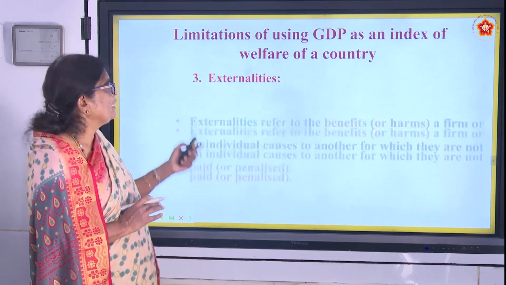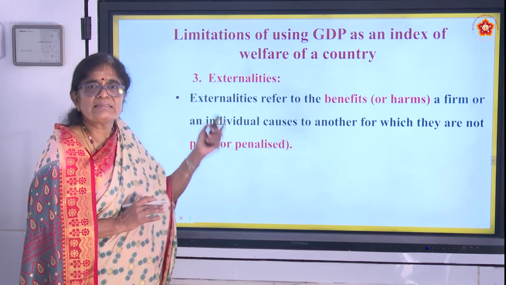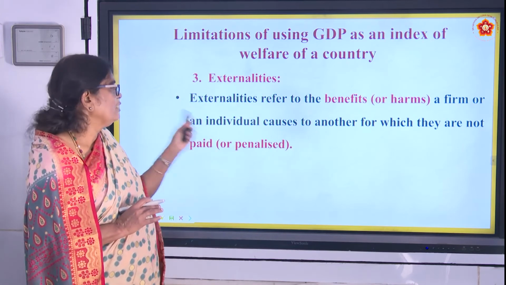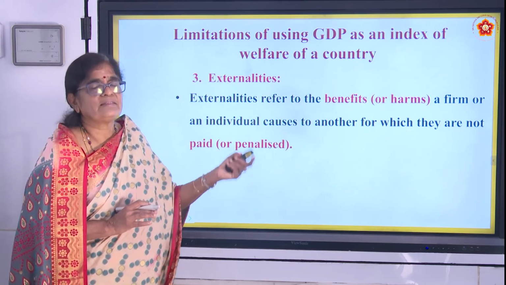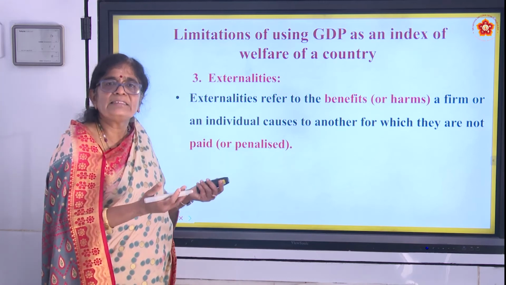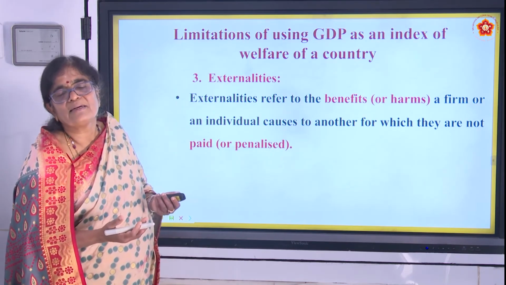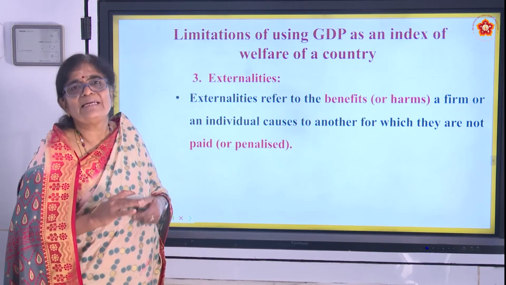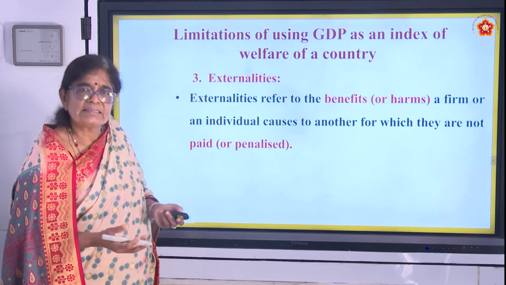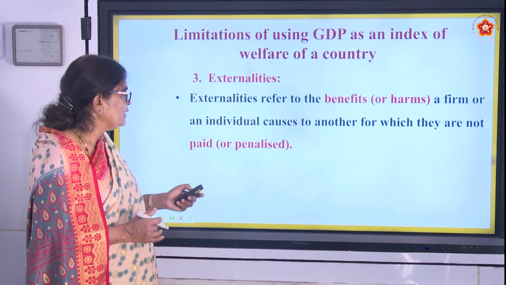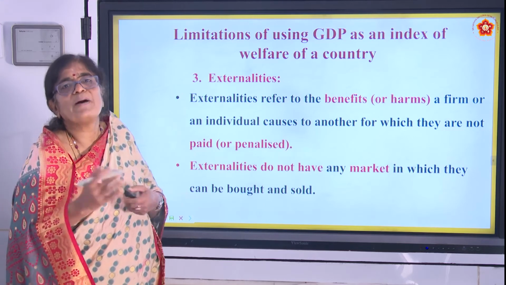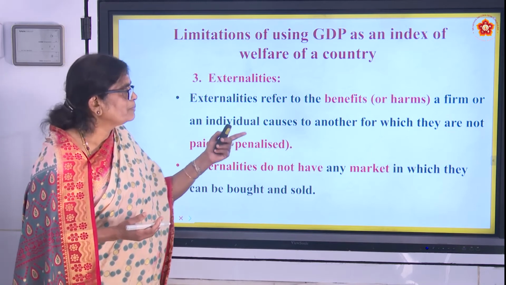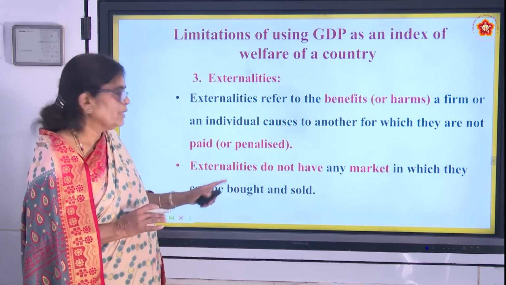And the third one, externalities. What are externalities? Externalities mean the benefits or harm done by a firm or an individual to another, but they are not paying any penalty for the harm they have done, or they are not paying any benefit for the good they have done. I will explain further. For an externality, there is no market to buy and sell. Externality cannot be evaluated in monetary terms because nobody is paying, and there is no market for it.